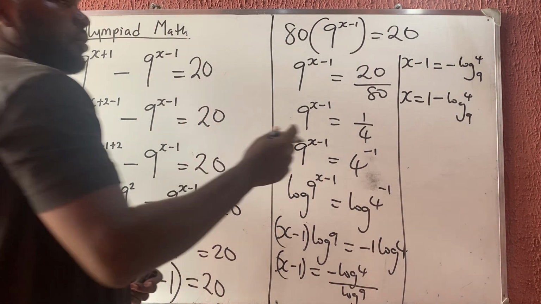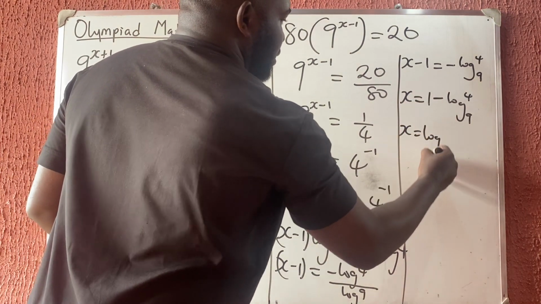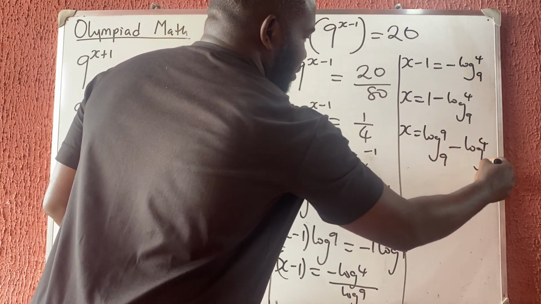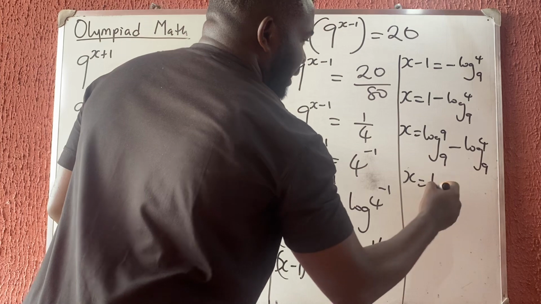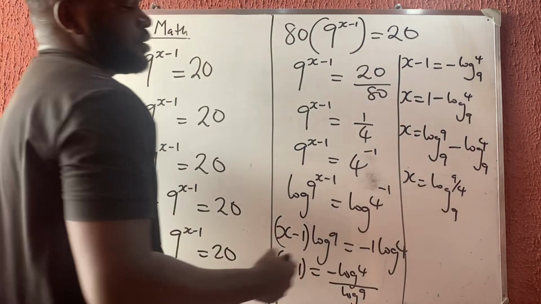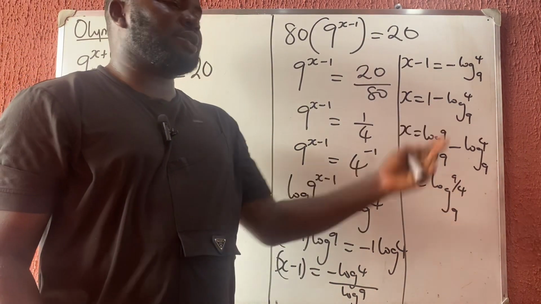Now, if you don't want to leave it like this, you can say that this is equal to, I hope you know that 1 is simply the same as saying log 9 base 9, minus log 4 base 9. So x is equal to log, if I take base 9, I'm going to have 9 divided by 4. So this again can be the answer. If you don't like the first form, you can take this as the answer.